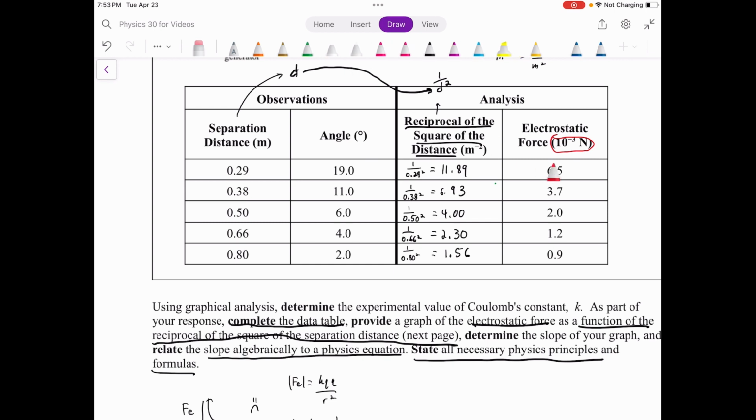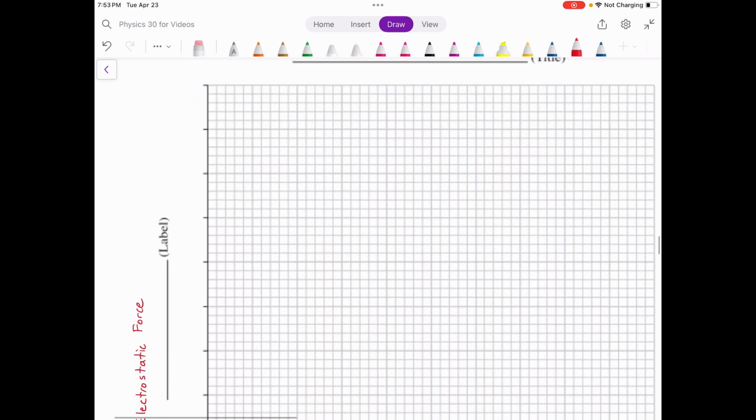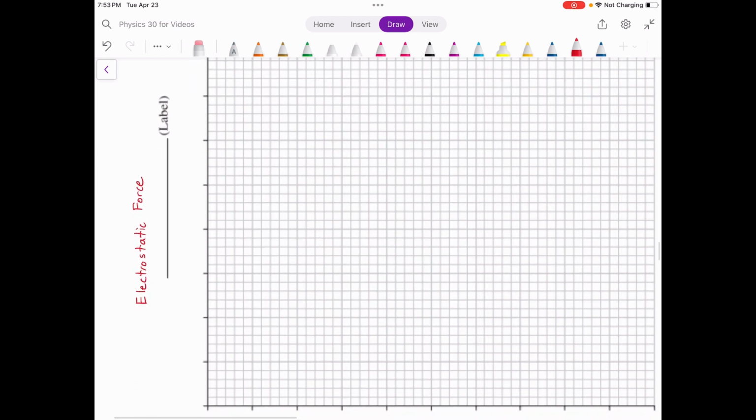This is 6.5 times 10 to the negative 3, 3.7 times 10 to the negative 3. So it might not make much sense to scale it in newtons because then we'd have like 0.0001, 0.0002, 0.0003. So that's okay. We can actually say the electrostatic force, but it's measured in times 10 to the negative 3 newtons. And then everyone will know, like if they see a 1 here on our y-axis, they know that we mean it's really 1 times 10 to the negative 3 newtons, right? This would be 4 times 10 to the negative 3 newtons, etc.